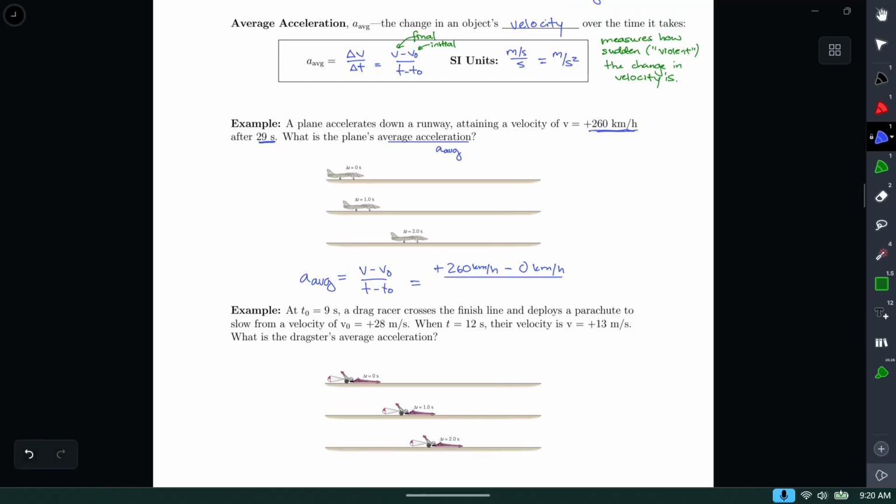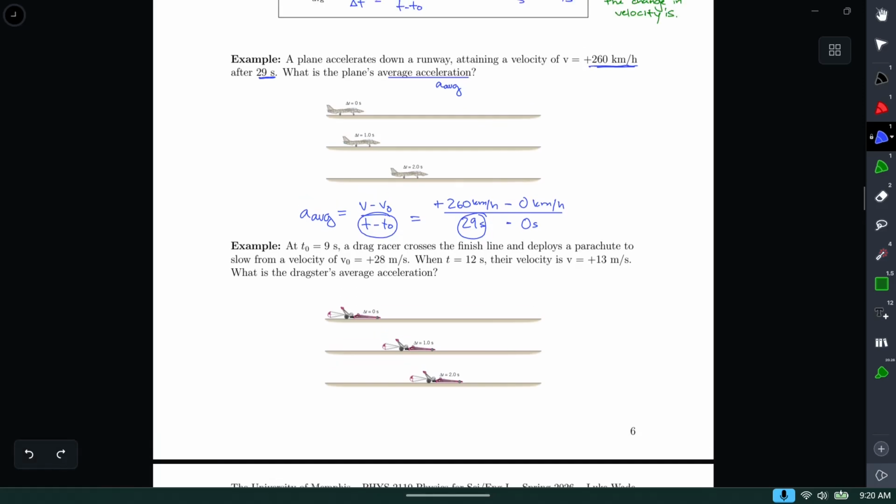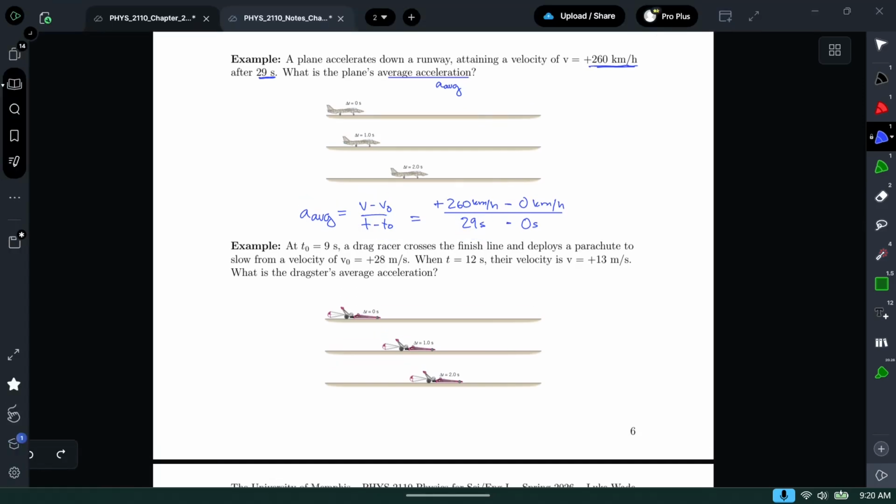And sometimes it will say something like starts from rest, but sometimes it's just, you're a human being. You've seen a plane take off. It starts from rest. And the final time is 29 seconds. We could call the initial time 0 seconds if we wanted to, or just consider this to be your delta t, your elapsed time. Either is going to give the same answer.